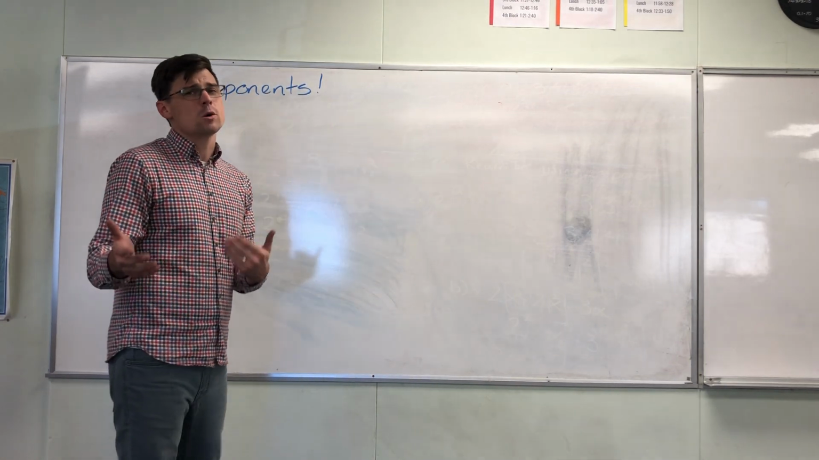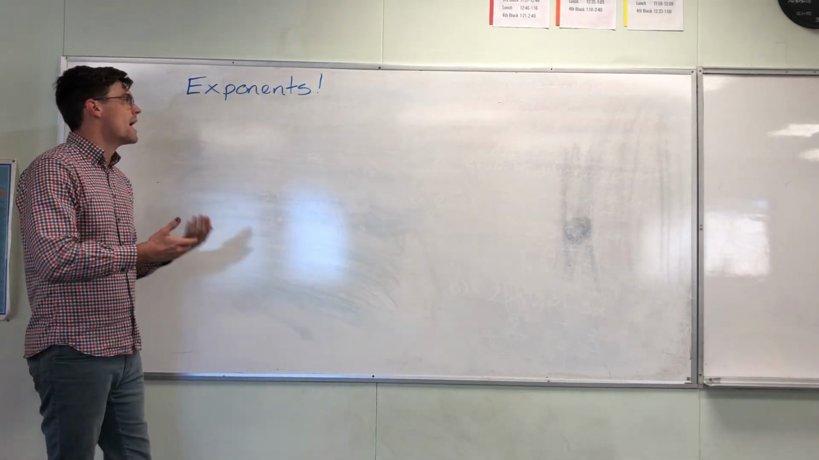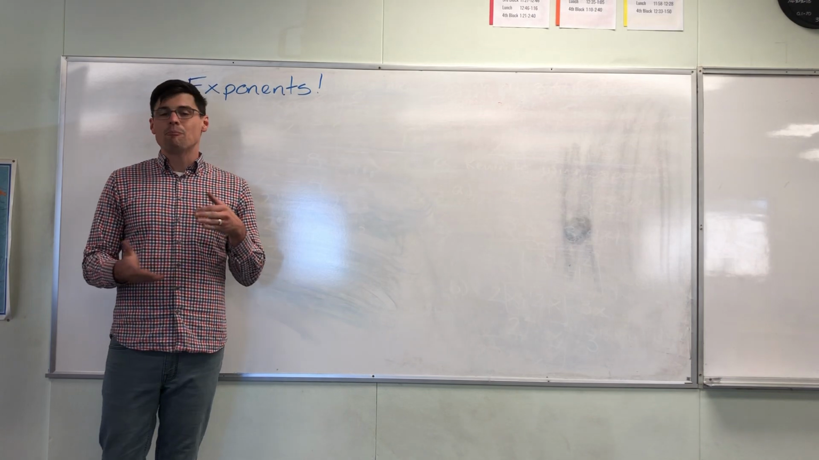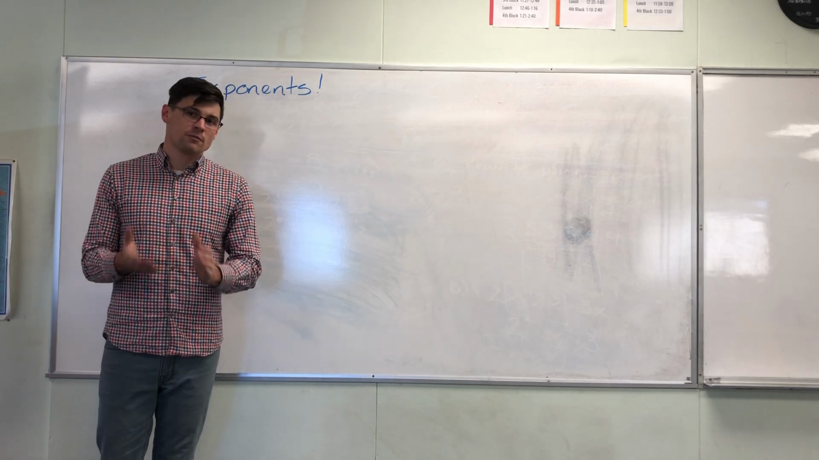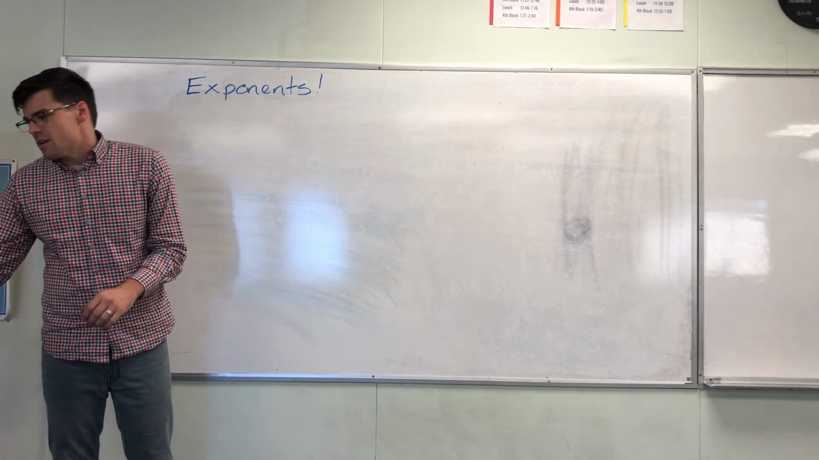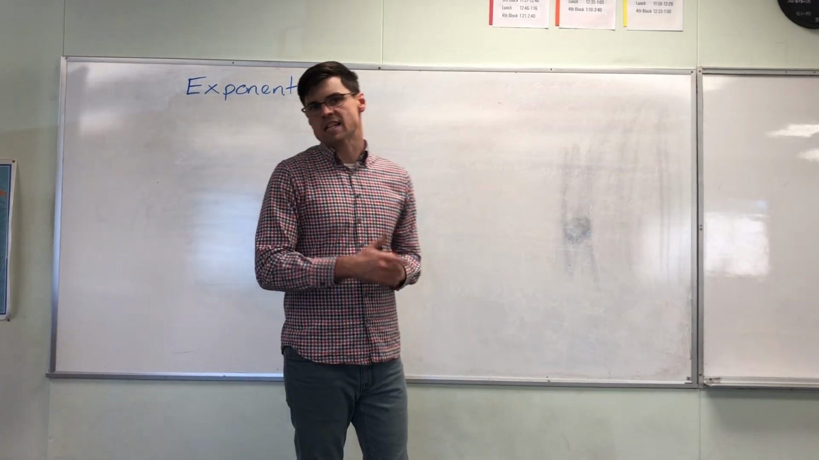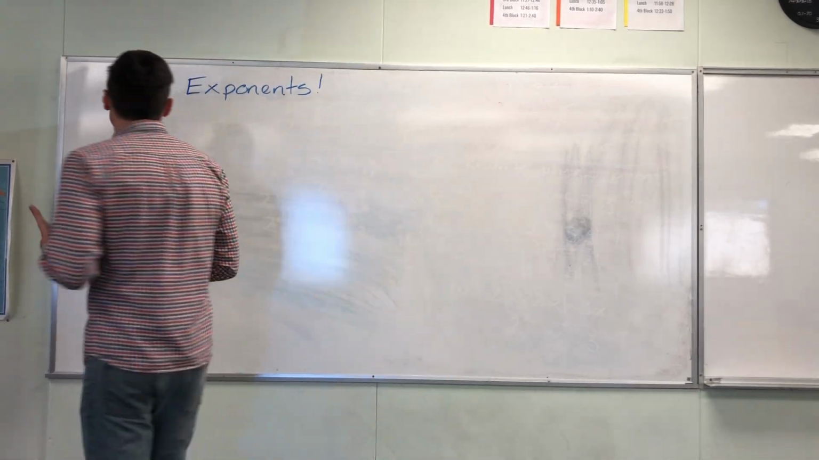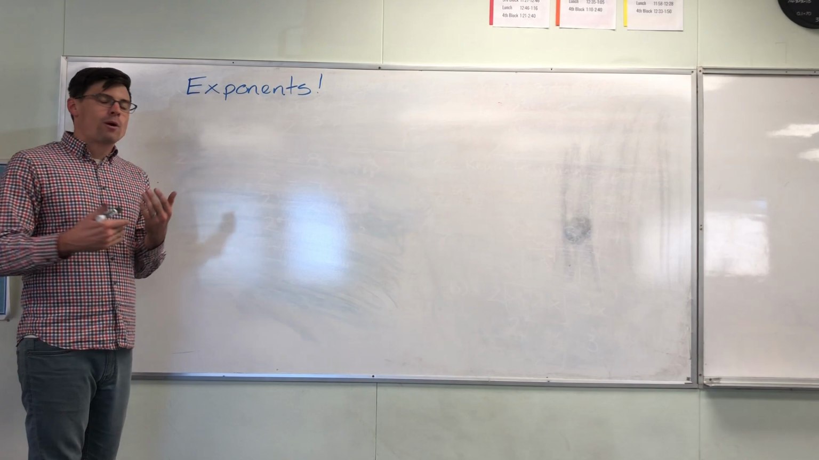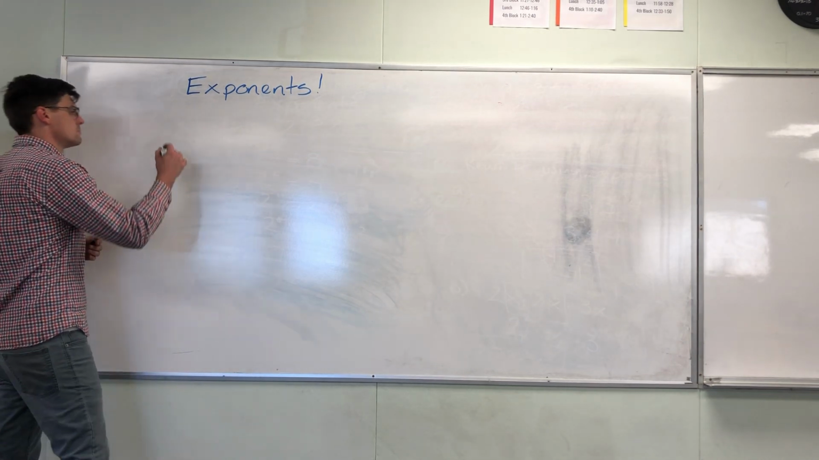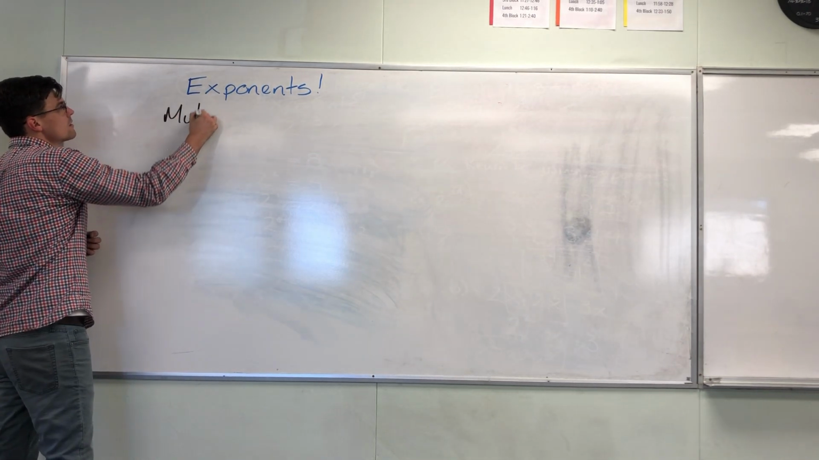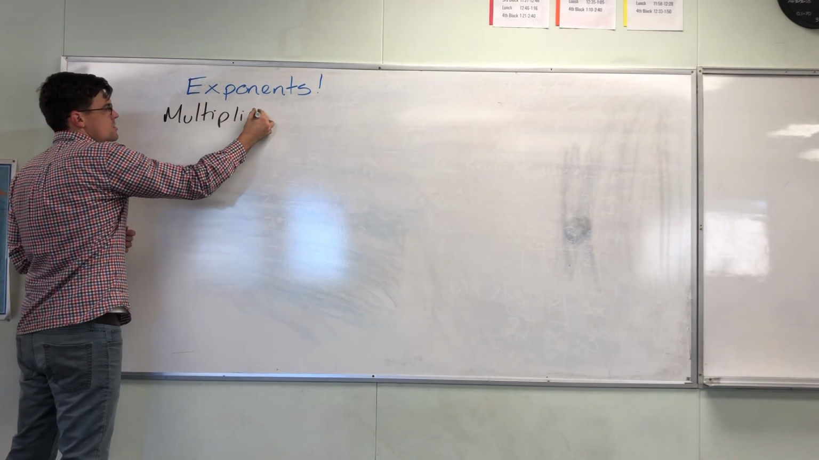But I'm assuming most of you guys have some knowledge of what an exponent is. And if not, that's okay, because we're gonna do a little bit of a review here. So I think it's best to understand where exponents come from. So I'm going to begin by reminding you guys about where multiplication comes from. Multiplication is repeated addition.